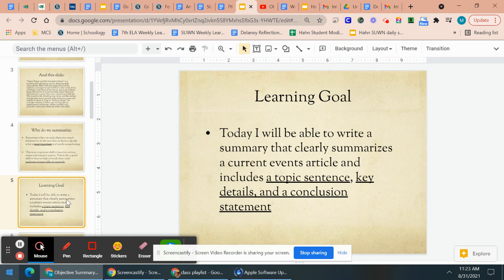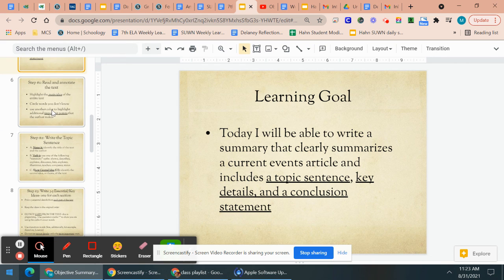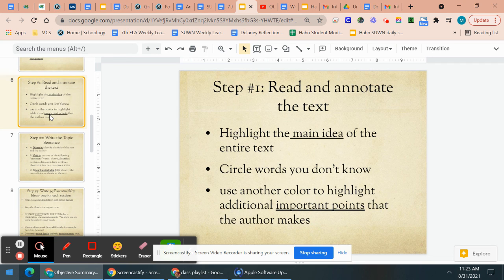So, your learning goal as you try to write your own summary is that you will be able to write a summary that clearly summarizes a current events article and includes a topic sentence, key details, and a conclusion statement. So when you are writing your summary, step 1 is to actually read and annotate the thing you will be summarizing. So step 1 is read and annotate the text.